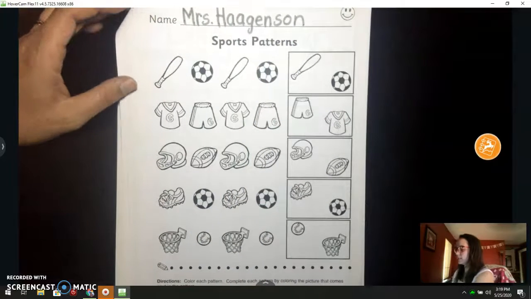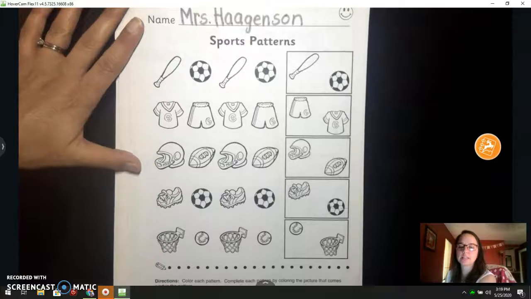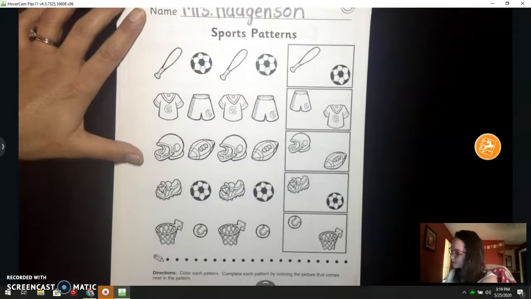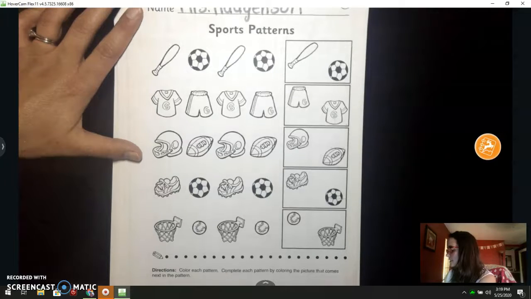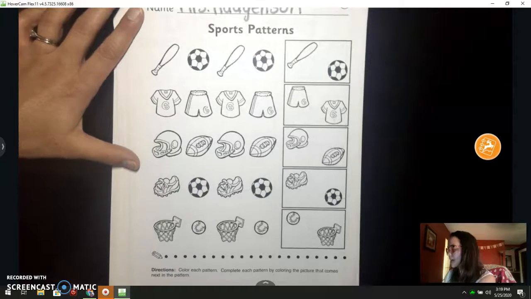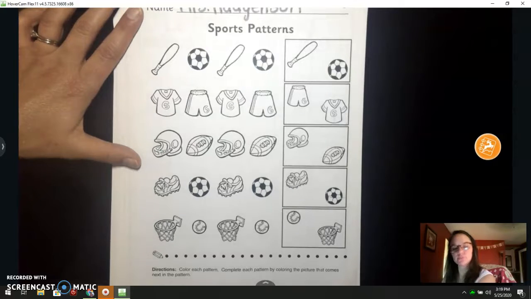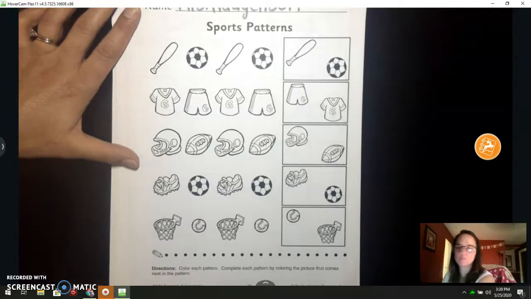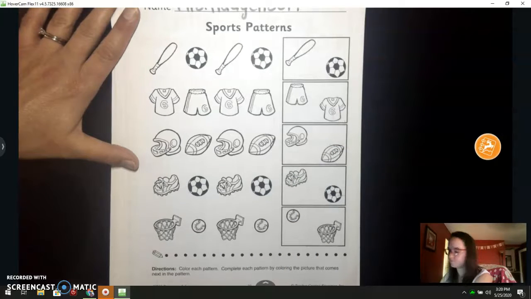Alright, these look like repeating patterns. Remember, a pattern is like a song. Our directions say color each pattern. Complete each pattern by coloring the picture that comes next in the pattern. You can color them if you want, or I'm okay with you not coloring them and just circling the one that comes next. That's what I'm going to choose to do.